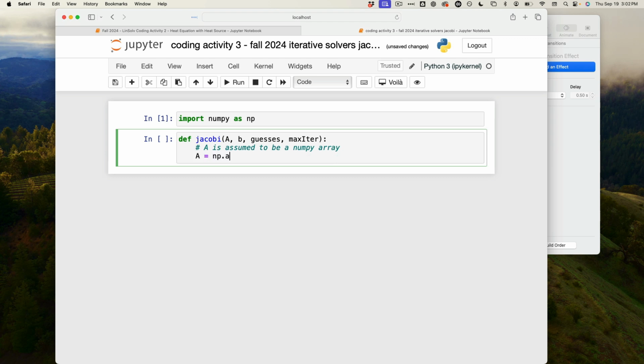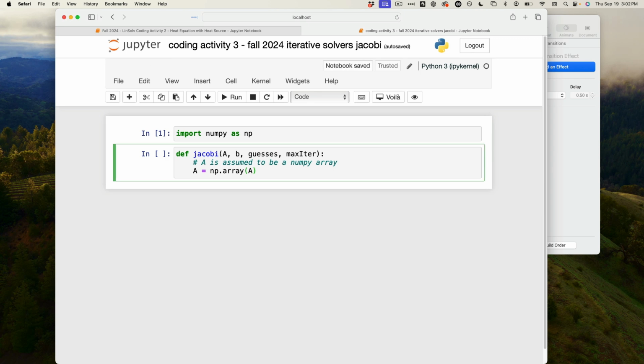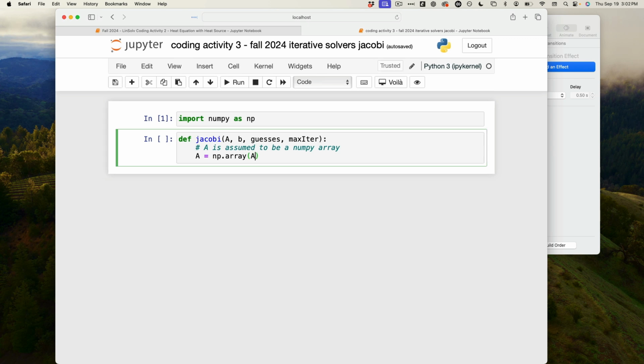Do this. Array A. Suppose someone sent A as a list of lists. They didn't convert it into a NumPy array. Then internally you convert it. If it's already a NumPy array, another NumPy array application is not going to do anything to it. You don't have to do this, but if you're already assuming that A is a NumPy array, that's great. Don't worry about it.